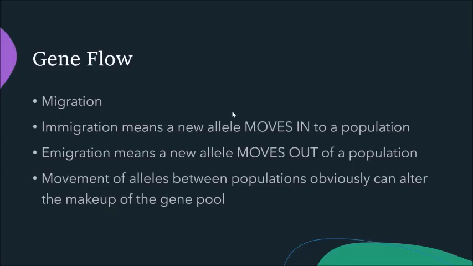Immigration just means that a new allele moves into a population, IMI meaning in, and emigration means that it moves out. So I for in, E for exit. All right, immigration in, emigration with an E, exit. It is literally just the movement of alleles between populations, and that movement can obviously change the makeup of a gene pool. You'll get new alleles moving in or old alleles moving out. It changes the ultimate allele frequency within the gene pool and can change genetic diversity.